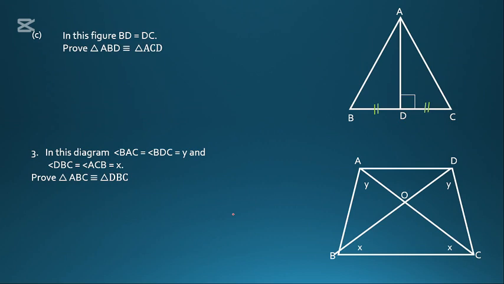Right, in this figure, BD is equal to CD. Prove triangle ABD is congruent to ACD. Right? Let's see what we have. We have a side. The side is equal to that side, so we have a side. We have an angle.